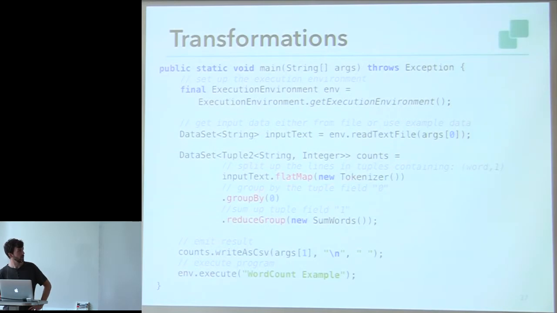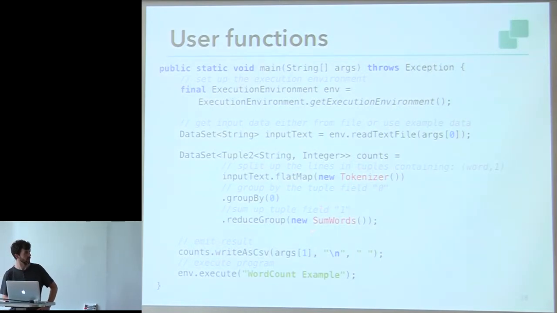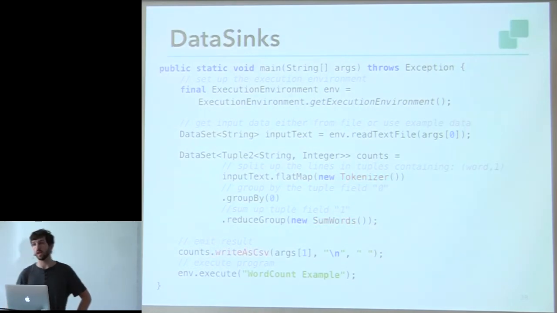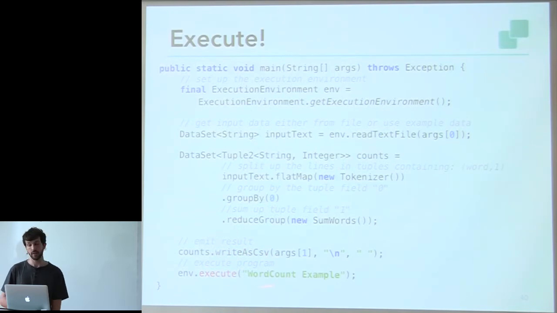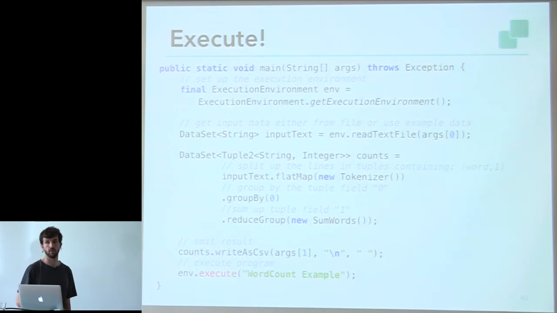Then you apply operations like flat map, group by, and reduce group. We'll go over these later. And these can be user-defined functions, which can be any kind of function, in this case a tokenizer and a summation. And in the end, you write out your data set to some sink. Here it is a CSV file. And don't forget to execute, because all these operations, by default, will lazily do nothing until we call execute on the execution environment.